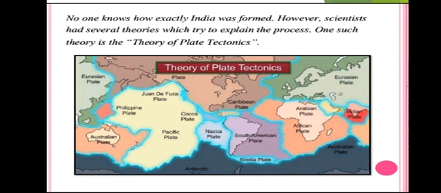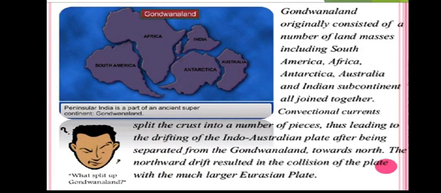The crust was split into a number of pieces due to convectional currents, resulting in the drifting of the Indo-Australian plate. No one knows how exactly India was formed. However, scientists had several theories which tried to explain the process. One such theory is plate tectonics. So, on the screen you can see the Pangaea continent, vast continent, giant landmass.